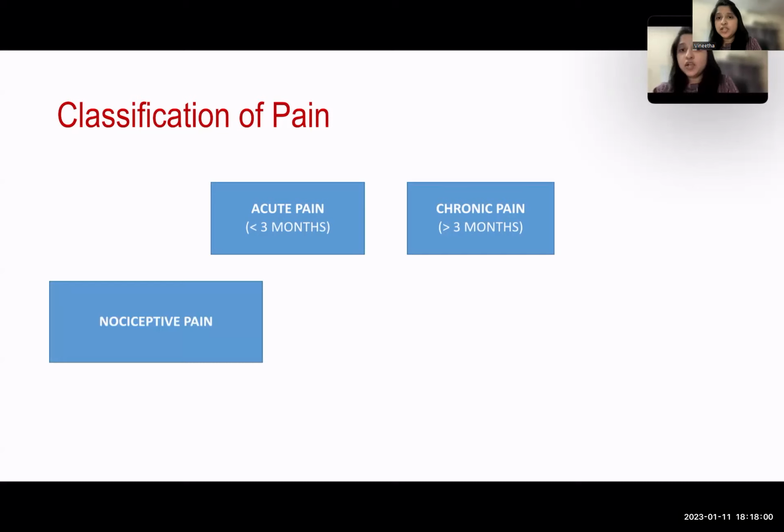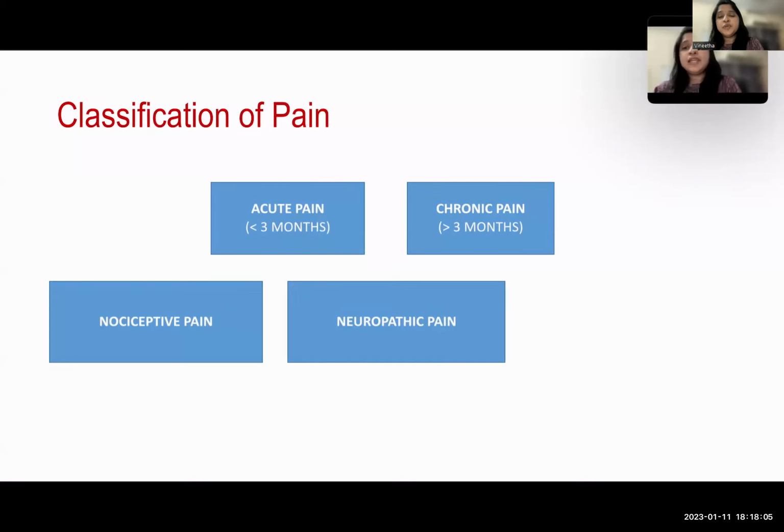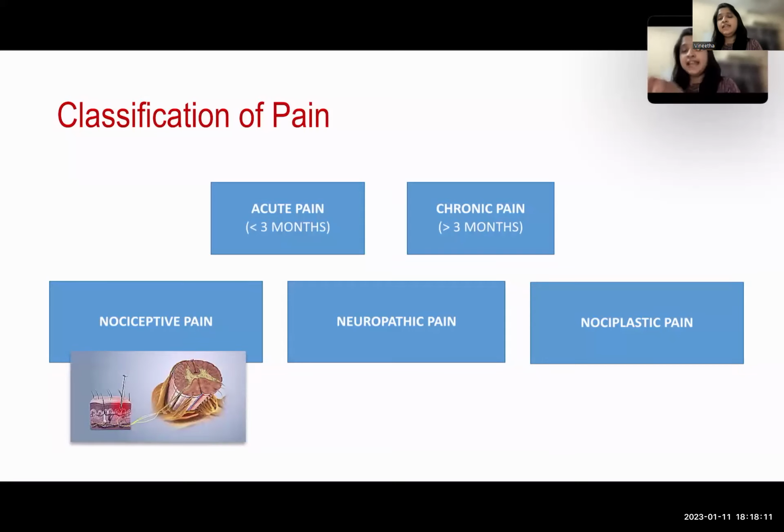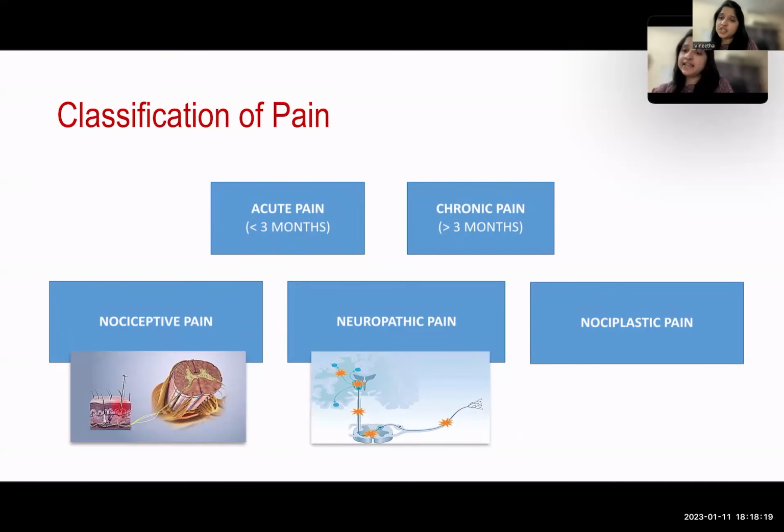Then, depending on the nature of the pain, another classification is into nociceptive pain, neuropathic pain, and nociplastic pain. Nociceptive pain is when the tissue nociceptors are injured. Neuropathic pain occurs when the nervous system itself is either injured or is not functioning properly. Now, anybody here know what nociplastic pain is? This is a relatively newer concept. The IASP, the International Association for the Study of Pain, has coined this term recently.